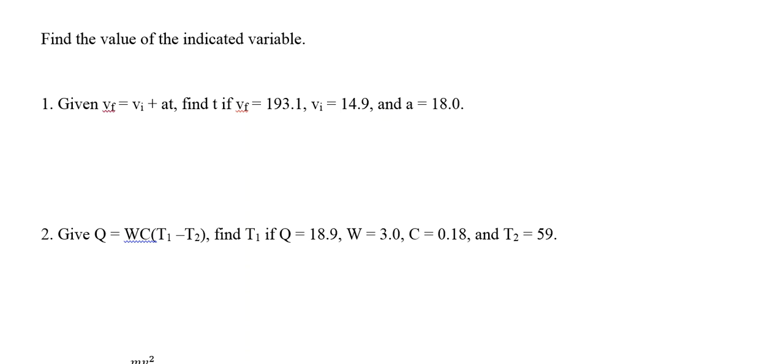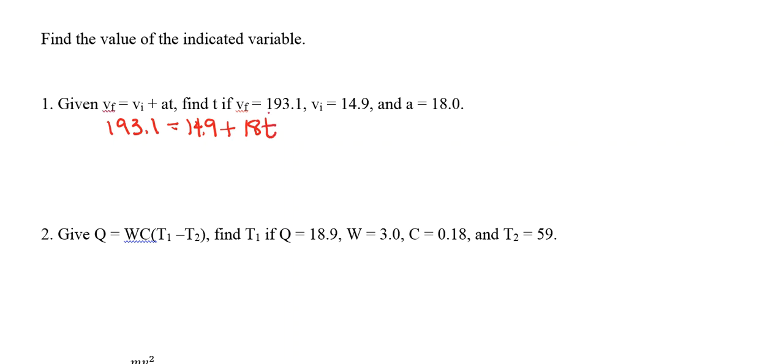So in example 1, we have a velocity formula. The final velocity equals the initial velocity plus the acceleration times time. And they want you to find the time. So one way that you can do this is to go ahead and plug the numbers in first. So VF is 193.1, VI is 14.9, A is 18, and you're solving for T.